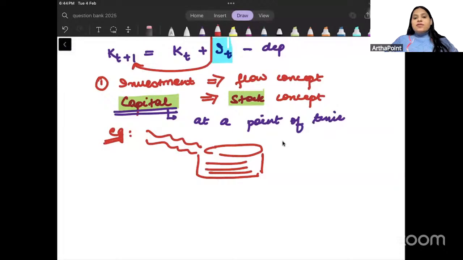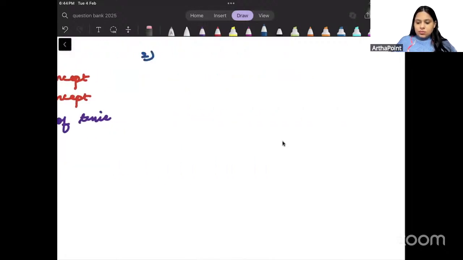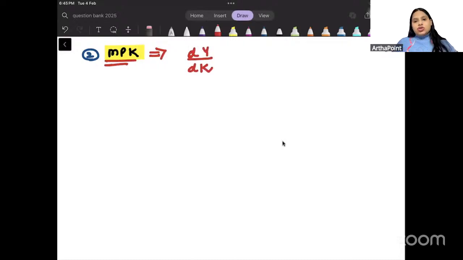The second thing that we have to understand, which can be asked in exam, is the concept of marginal product of capital. ठीक है? When we talk about marginal product of capital, we know what it is: output changes when capital changes. What is the increase or change in output when there is change in capital? That is called marginal product of capital.